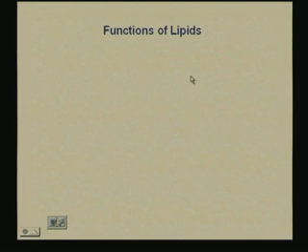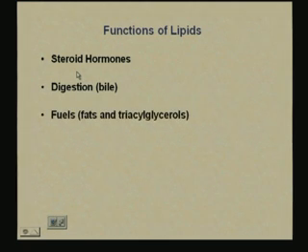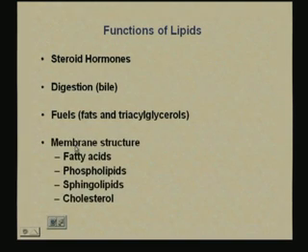Now, if we look at the functions of lipids, they play a very important role in biological cells and biological cell membranes, and of course, membrane transport, which we will be doing later on. We have steroid hormones, digestion, and fats and triacylglycerols, which give us the fuel for our bodies, and the membrane structure. So, lipids are involved in all of these activities, starting from hormones to digestion elements that are present in the bile. These all have lipids as their components.